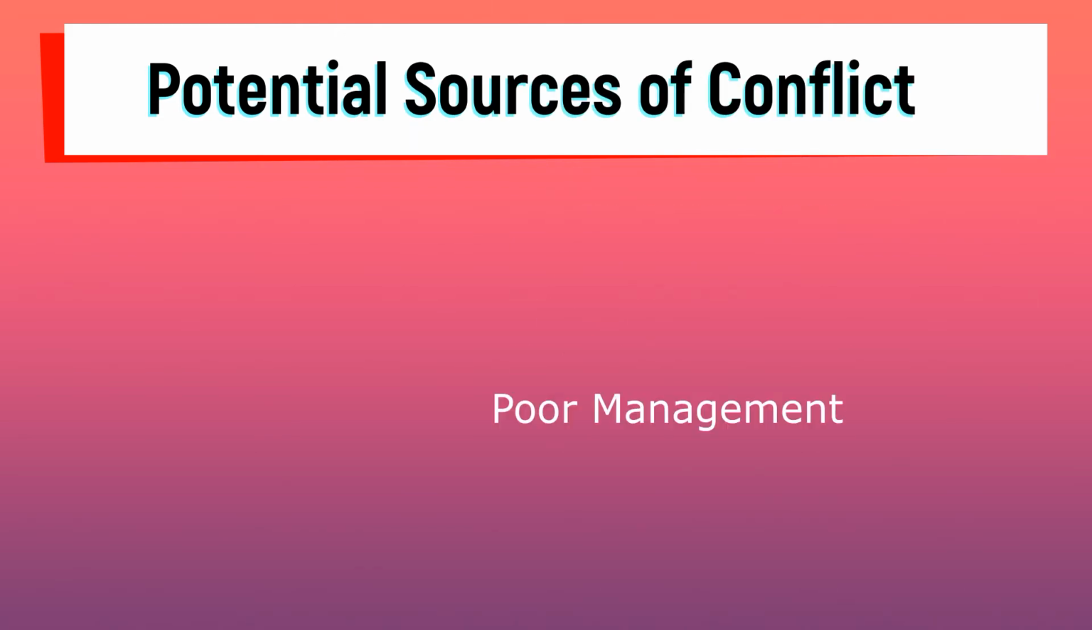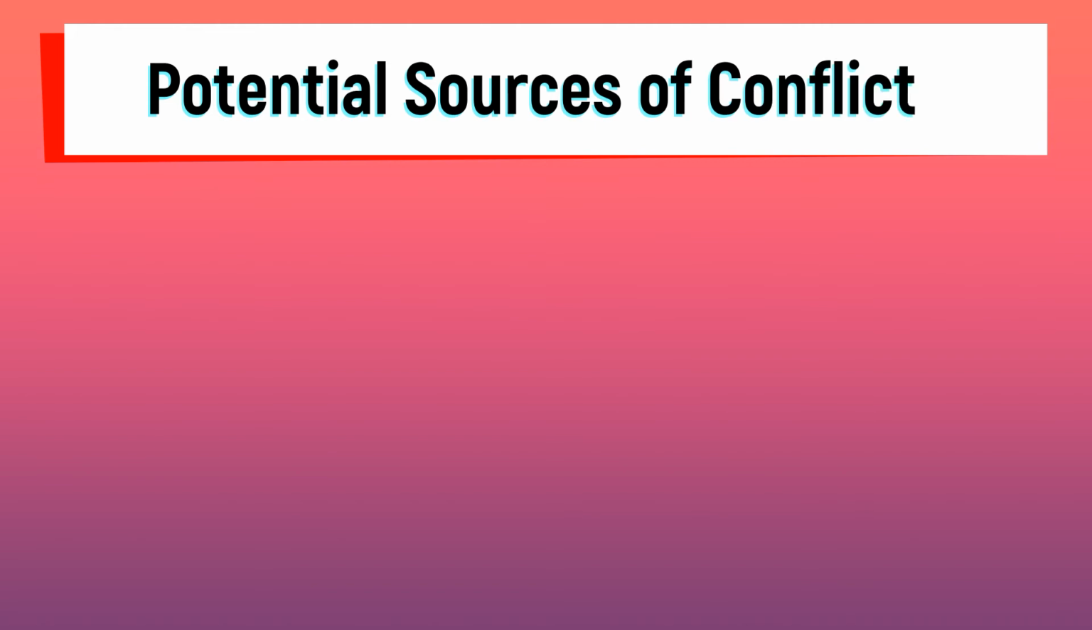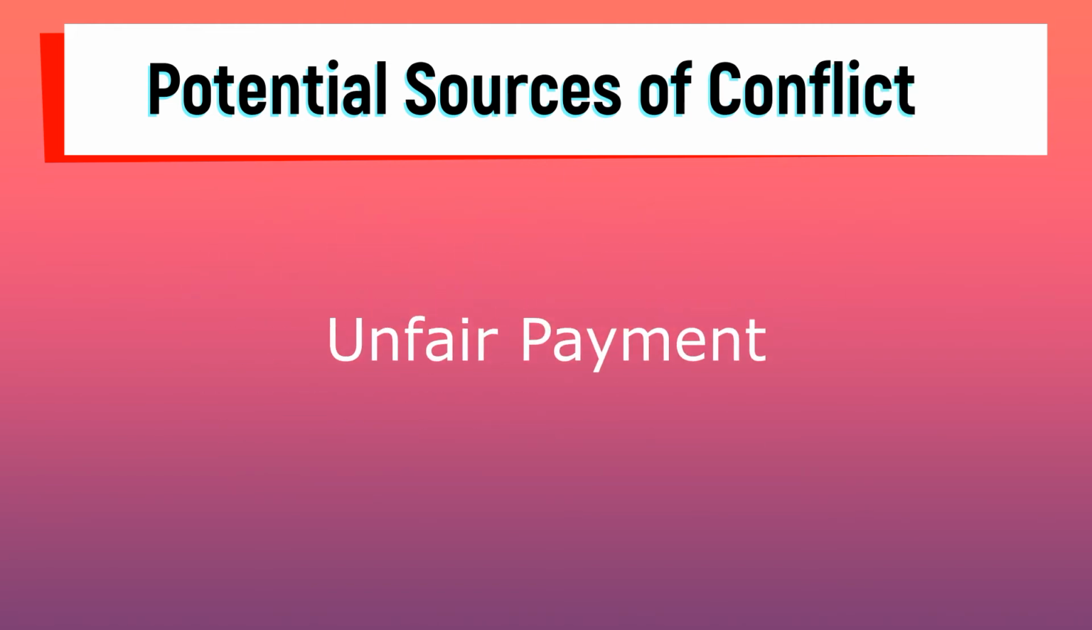Another one is poor management. The worst thing that can happen is to have a leader who is incapable of properly running an organization. If workers have to wonder who really is the manager, this can cause serious conflict and chaos in the workplace, I tell you.